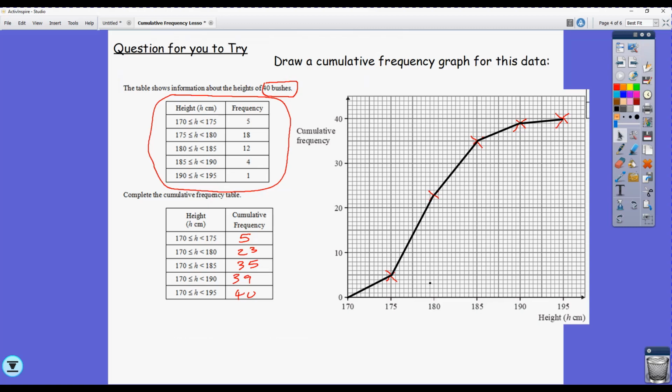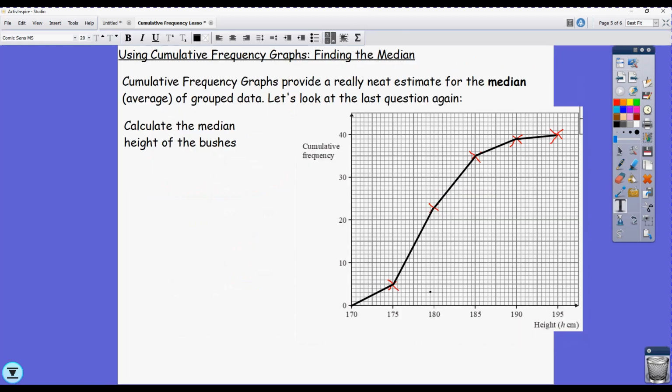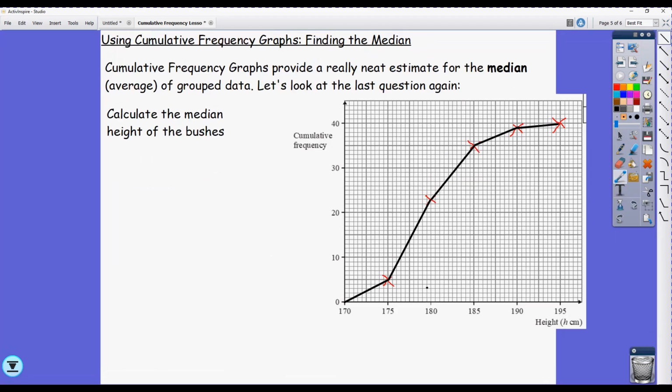So I'm just going to copy my graph straight away. Really, we're working out an estimate for the median. Now, we should remember that the median is the middle value. So if we look at our cumulative frequency, we can see the total frequency is 40. There are 40 bushes. So what I want to do is go halfway. Halfway between 0 and 40 is obviously 40 over 2, which is 20. And what I do then is I score across as neatly as I can.